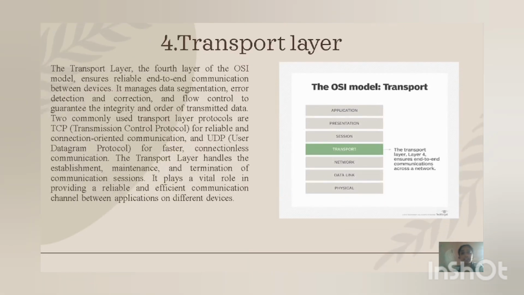The next layer is the transport layer. It ensures end-to-end communication across a network. It ensures a reliable end-to-end connection between devices. It manages data segmentation, error detection and correction, and flow control to guarantee the integrity and order of transmitted data. Two commonly used transport layer protocols are Transmission Control Protocol (TCP) for reliable and connection-oriented communication, and UDP, User Datagram Protocol, for faster connectionless communication.